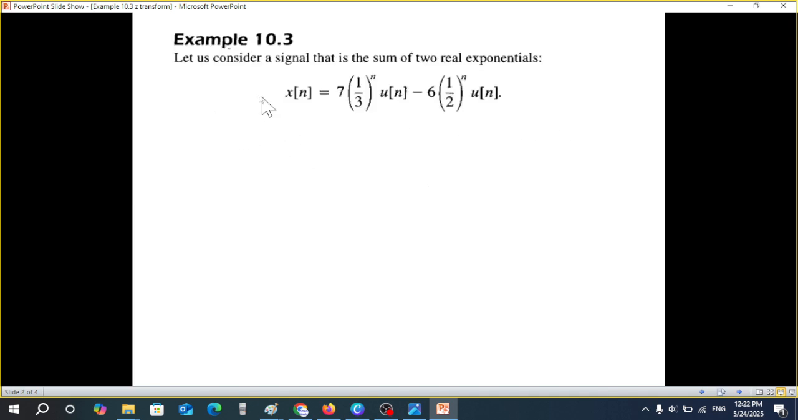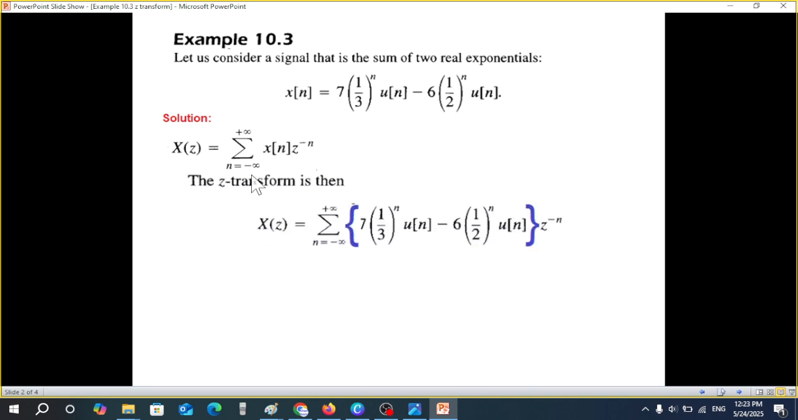So this is the question. Let us consider a signal that is the sum of two real components. So this is one component and this is another component. Now we know this formula for the Z transform, that any signal we multiply by z to the power minus n to convert it into the Z domain. So in our case, instead of x[n], we'll place this signal here, rest everything remains the same.